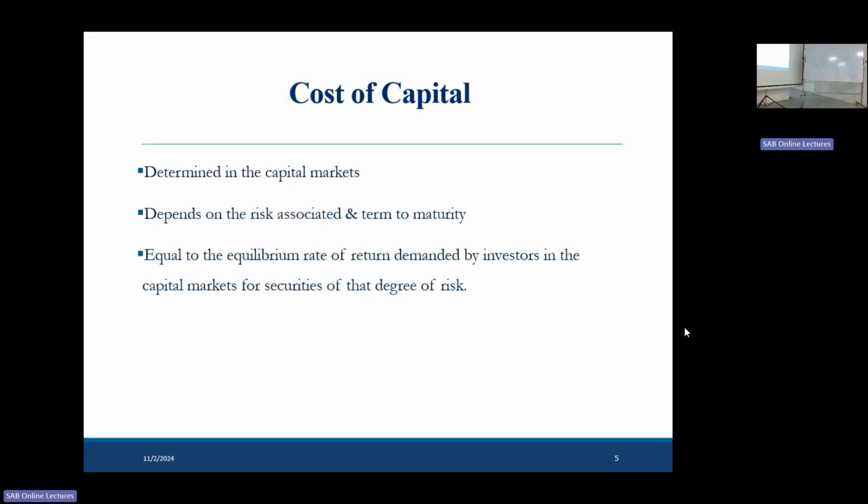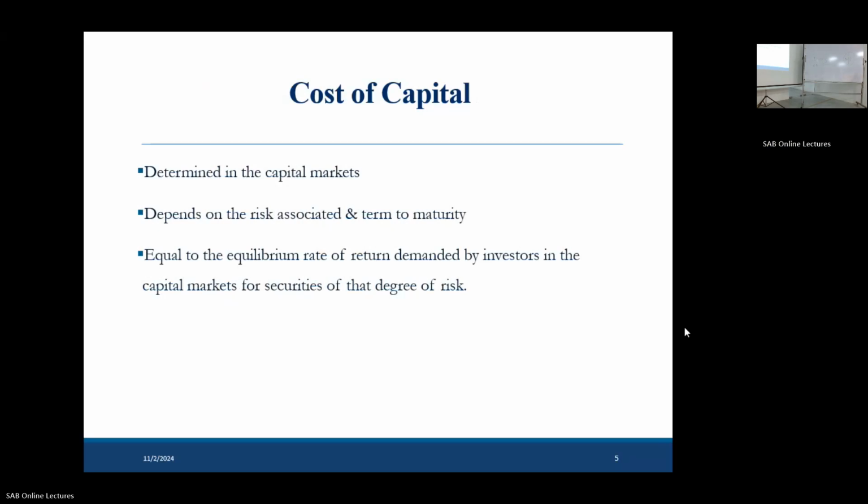That is affected by demand and supply conditions. Therefore, the cost of capital is the current market investors' required rate of return. It shows the current situation, not the historical thing. It depends on the current expectation, the current required rate of return, and the market requirement. And it depends on the risk associated and the term to maturity. I think now you can understand that point: risk associated and term to maturity.